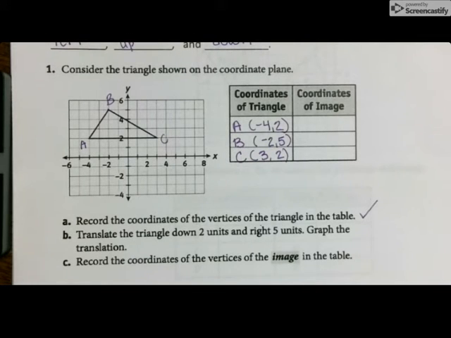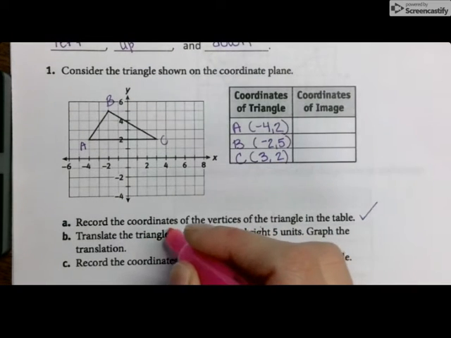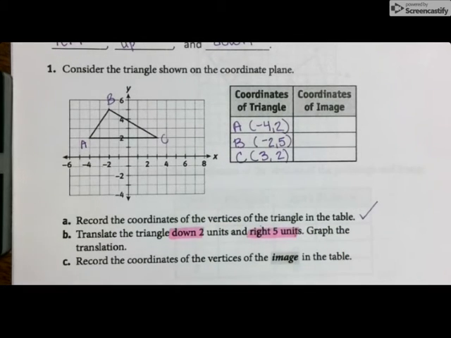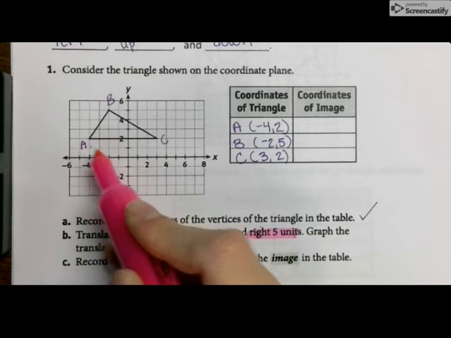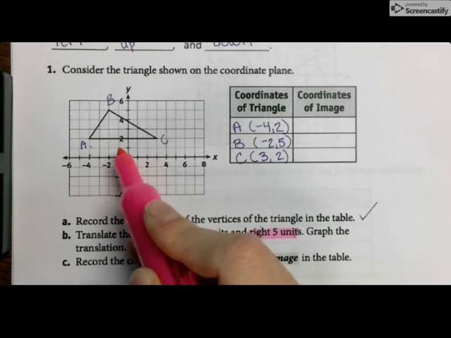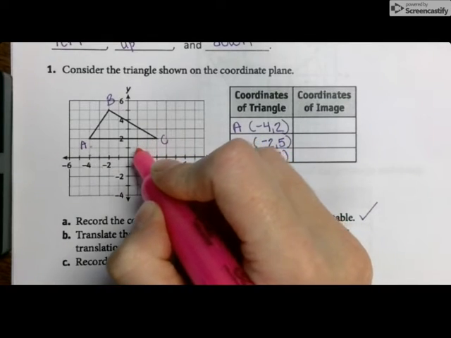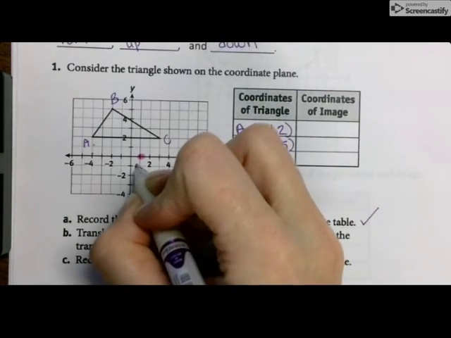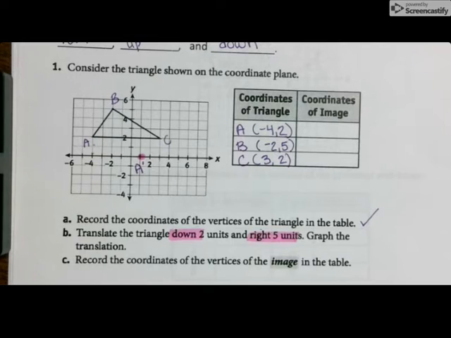Then it says we are going to translate the triangle, meaning move it down 2 units and right 5 units. So that means I will start at A. I will go down 1, 2 boxes and move right 1, 2, 3, 4, 5 boxes. So this right here is going to be called A apostrophe, and in math we call that A prime.